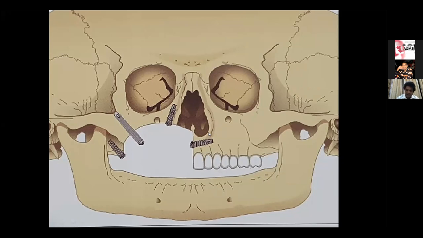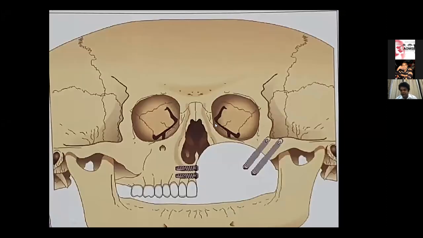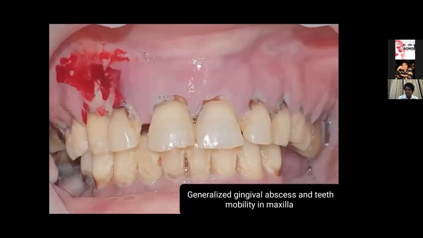And then in case you don't have any bone in pterygoid region, there are certain incidences in which they have placed two anterior implants also. You can see quite horizontally they are placed just to decrease the cantilever and increase the bone implant contact. So same type of planning we have used in our cases also.